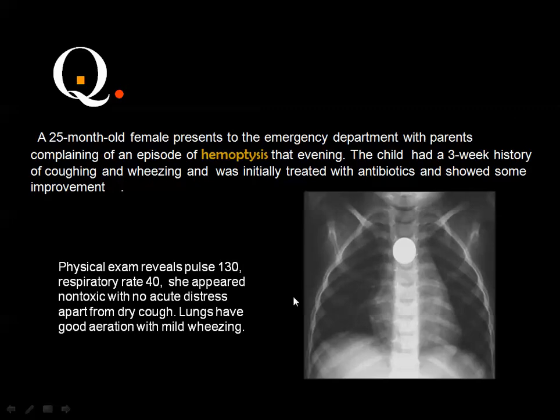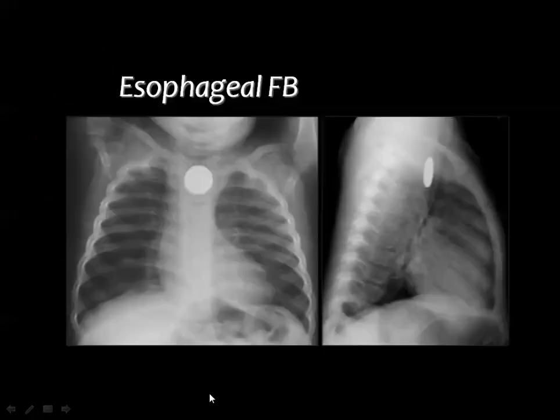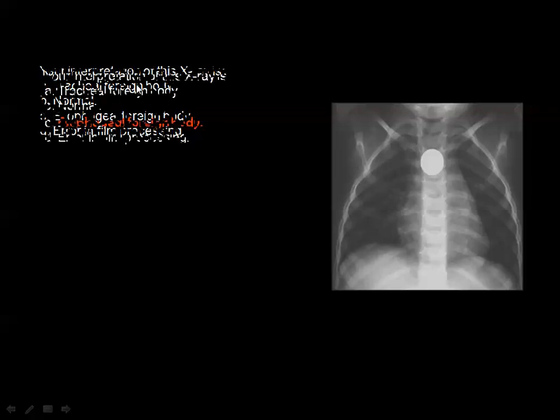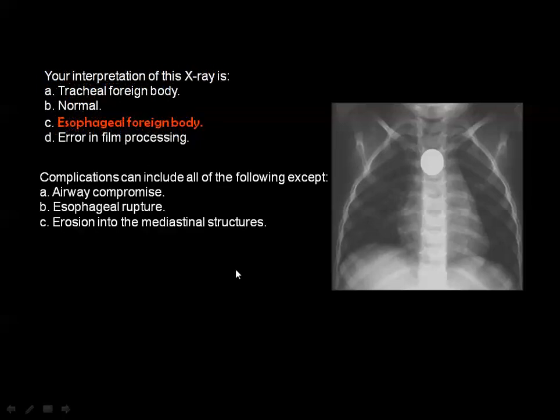As a rule, if you see the foreign body en face, this should be in the esophagus. If it is seen on its side, like this one in the frontal X-ray, it should be in the trachea. Then if you see in the frontal X-ray the foreign body en face, this is an esophageal foreign body, which is confirmed by the lateral view. This is the trachea, and this is the esophagus, which is located, of course, posterior to the trachea. Then what do you think? Is it a tracheal foreign body? No, this is an esophageal foreign body.